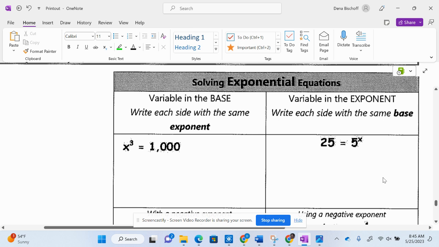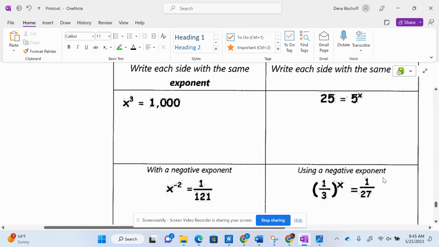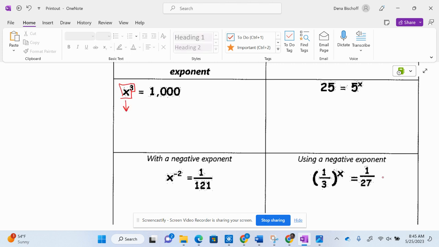Okay. So solving exponential equations. This was the last thing that we did with exponents. And I will tell you that we really, really struggled with this. So I think that I can maybe think of a better way to do this, but I'm not really sure. So here's what I want you to think about. We're trying to solve for x, right?